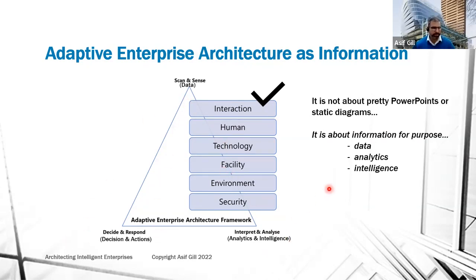So what is important from an adaptive architecture point of view is that we need to consider it as information. It's not about static diagrams or models. So interaction, human, technology, facility, environment, security, we can convert into data. Once we convert into data, we can apply analytics and intelligence. And that's really the first point: when we are architecting intelligent enterprises, we start considering our architecture as information.